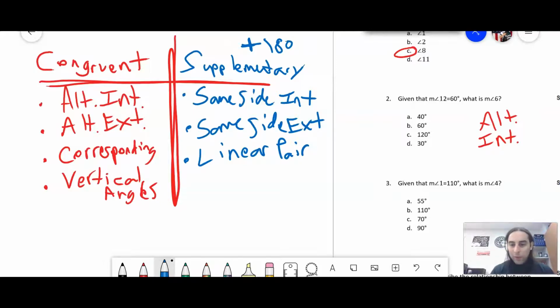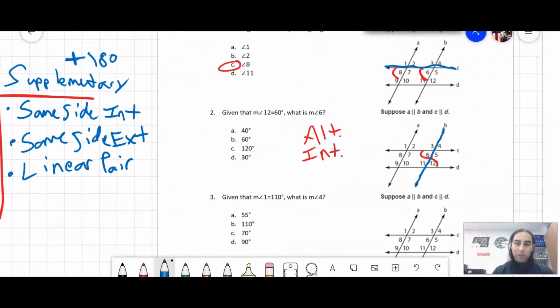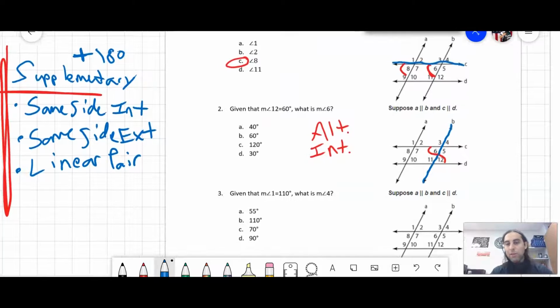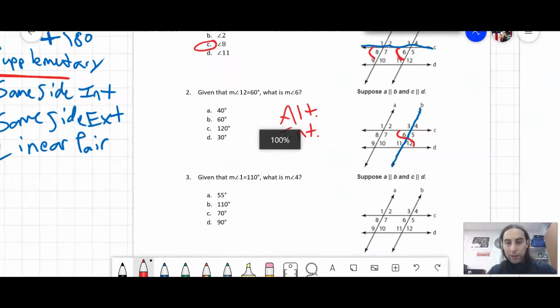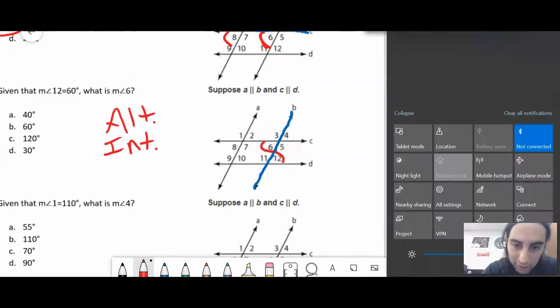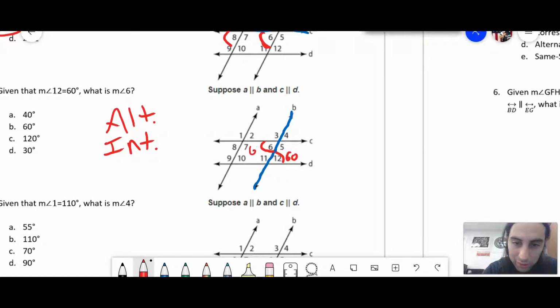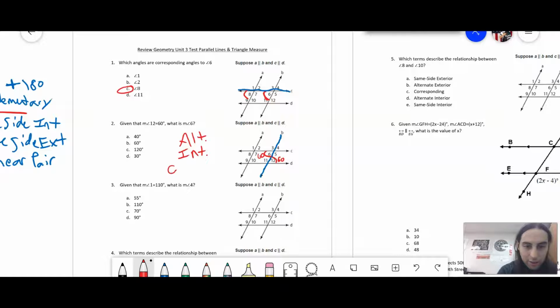So, given what we know about that, look at number 2. We said angle 6 and angle 12 are alternate interior, which means that they are congruent. So if angle 12 is 60 degrees, so is angle 6, 60 degrees. They're congruent, so they're the same, so we know that it's 60 degrees.